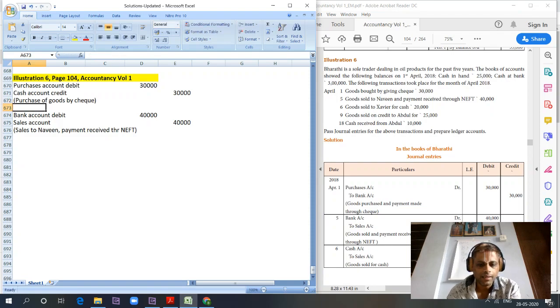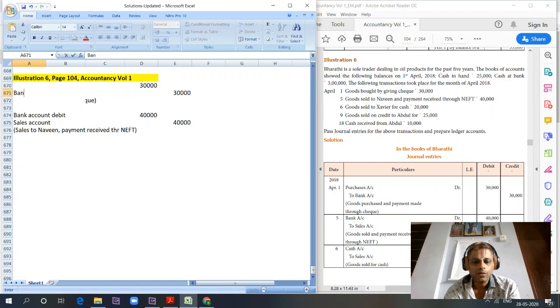Let's be careful as we go through the problems. There is always a probability that we can miss things. So that is the reason you have to go through the transactions after writing the journal entries. You just revise it one more time to avoid this type of error. You can see here I made a mistake. Goods bought by giving check, so credit should go to bank account, not cash.